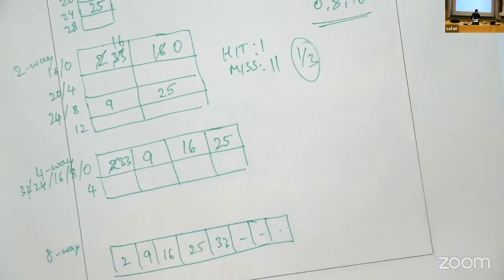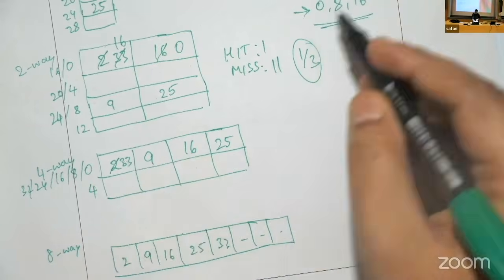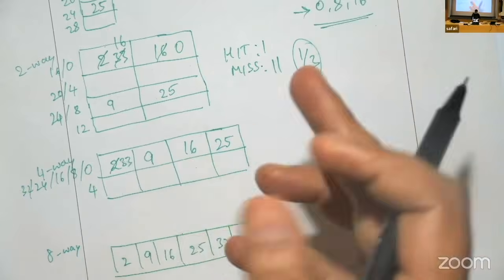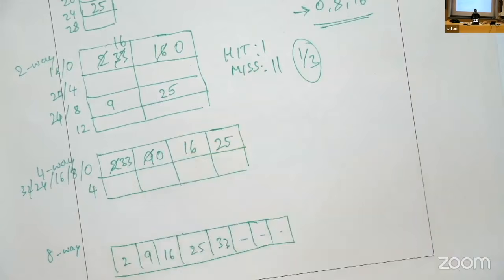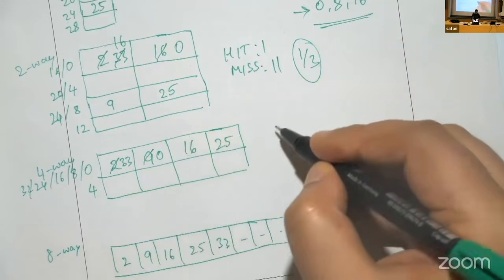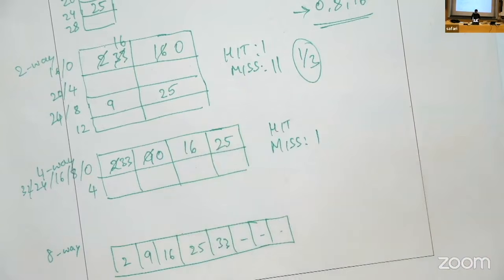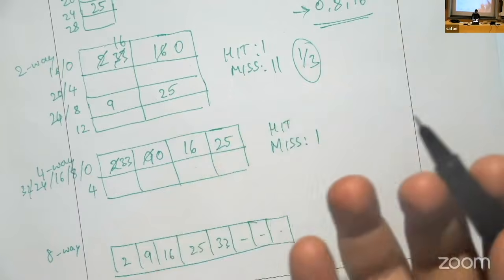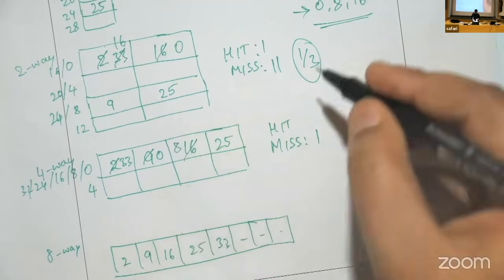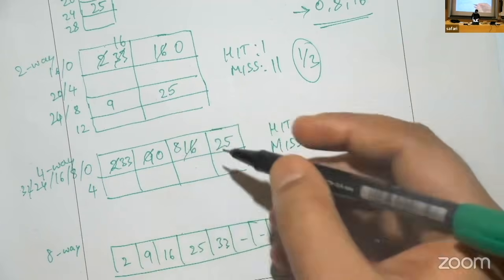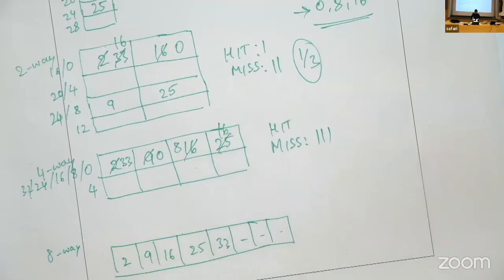And then if we go to 4-way, and if we are accessing 0, 8, and 16, so 0 is currently not available in the cache block. So we'll replace 9 with 0 because of FIFO. So you'll have 1 miss. Then 8 is also not there, so you replace this one with 8. And then 16 is also not there because we just replaced it, and then we'll replace it with 16. So you'll have 2 more misses.